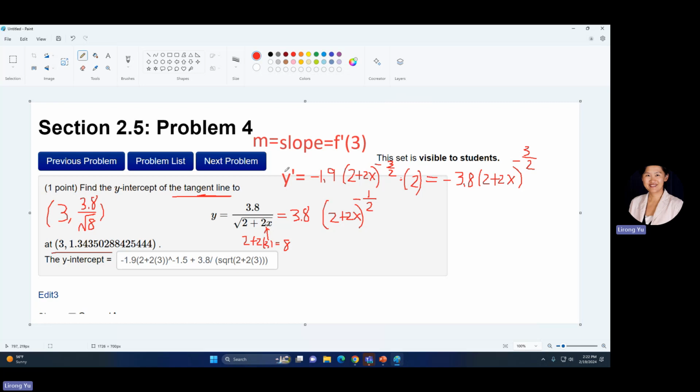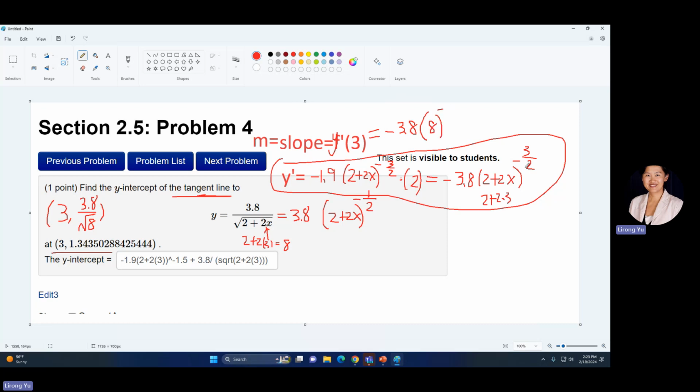Okay, that is the derivative, but that's not the slope. The slope is the derivative value at 3. Y prime at 3. We're going to plug in a 3, so it's negative 3.8 times, this is 3, so 2 plus 2 times 3, which is 8. So it's 8 to the power of negative 3/2, which is negative 1.5. That's the slope.